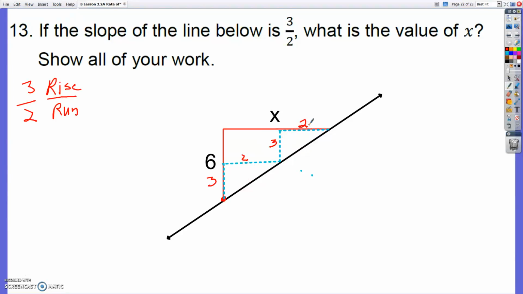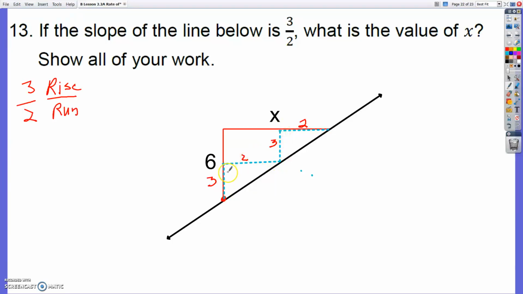And that is how much I went up by. So let me restate that. I went over 6. I wasn't really sure how much I went over. So I just did my slope of going up 3, over 2, up 3.